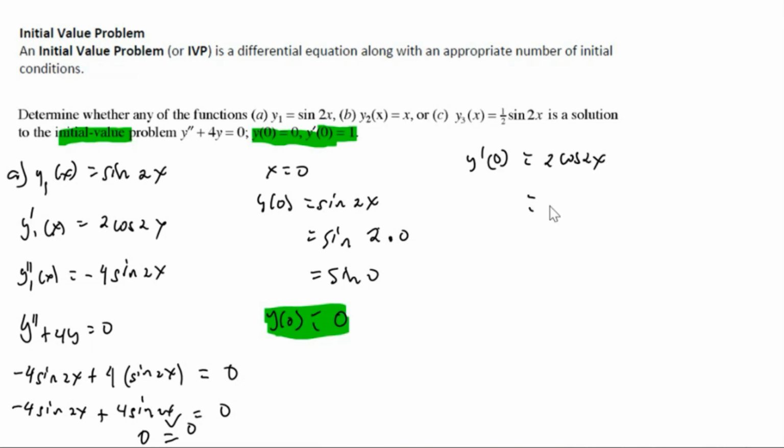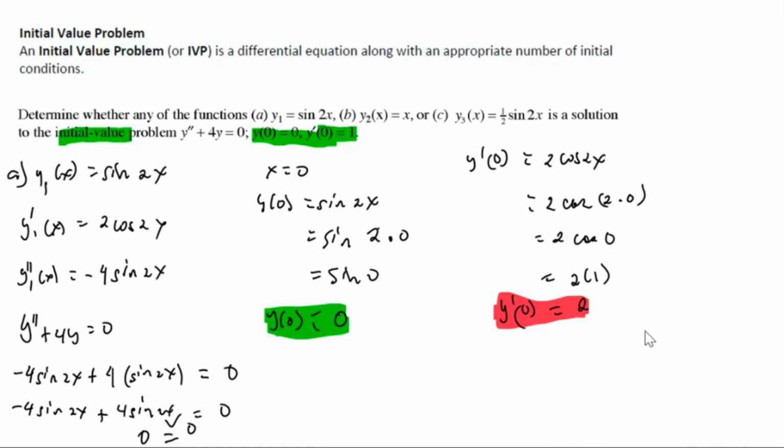We have y prime of 0 is equal to 2 cosine 2x. So replace x by 0. We have 2 times cosine of 2 times 0. So 2 times 0 is 0. Then 2 cosine 0. But cosine of 0 is equal to 1. That's why we have 2 times 1 is equal to 2. So we have now y prime of 0 is equal to 2. So from y prime of 0 is equal to 2, we could say that that condition does not satisfy. Therefore, it is not a solution to the initial value problem.